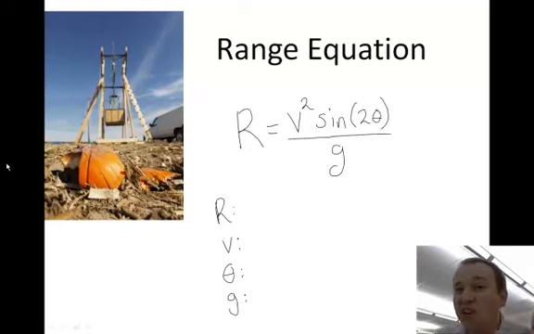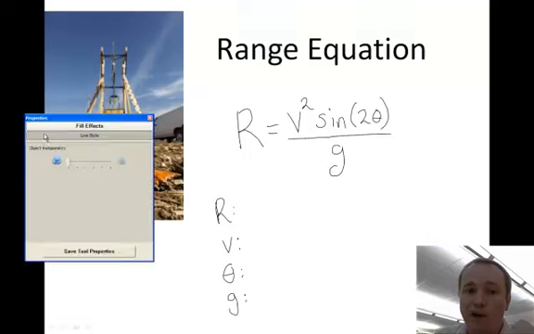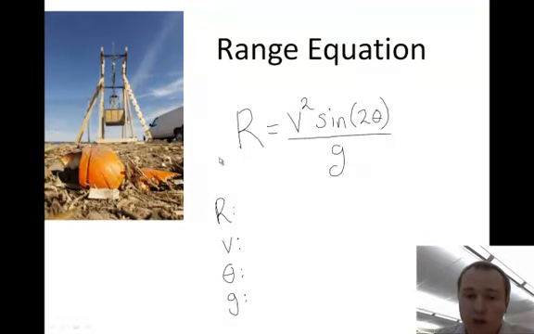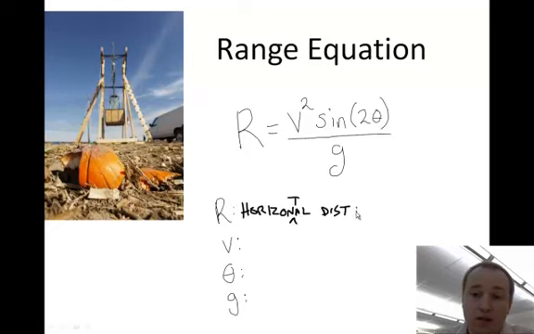Sometimes you don't care how high it goes, sometimes you don't care how long it's in the air, and all you really care about is how far does it go. So what we have for you here is our range equation. Range is a fancy way of saying our horizontal distance. So this R stands for horizontal, stick a T in there, distance. The name we give it is range. Range means how far horizontally.